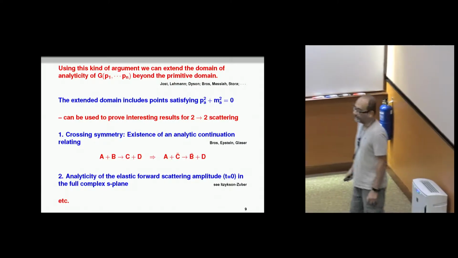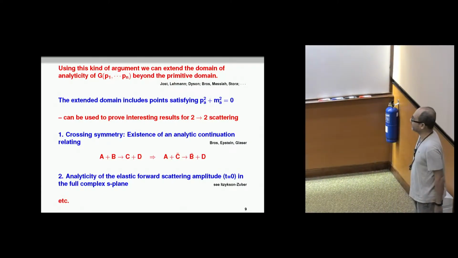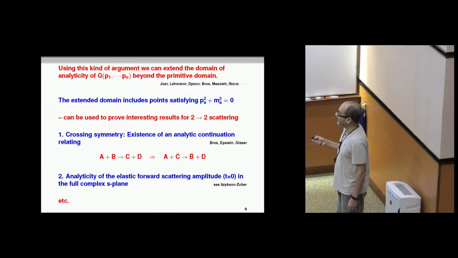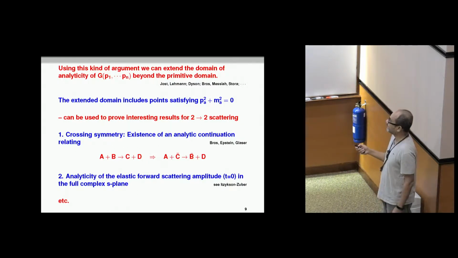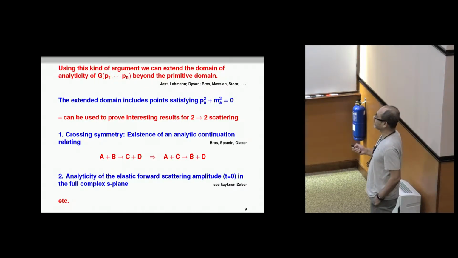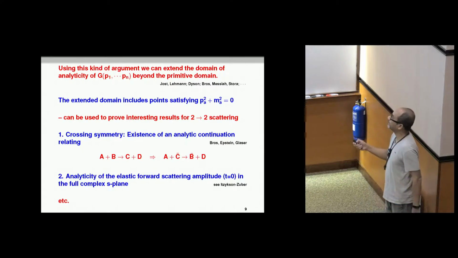What is clear, just from standard quantum field theory, is that the same Green's function determines both of these. But of course, the relevant kinematic variables take values in different ranges here and here. Crossing symmetry is a statement that there is an analytic continuation that relates these two kinematic domains, and this was proven by doing this extension. Similarly, one can prove that the elastic forward scattering amplitude is analytic in the full complex S plane. And then there are various other statements that one can make based on these results.